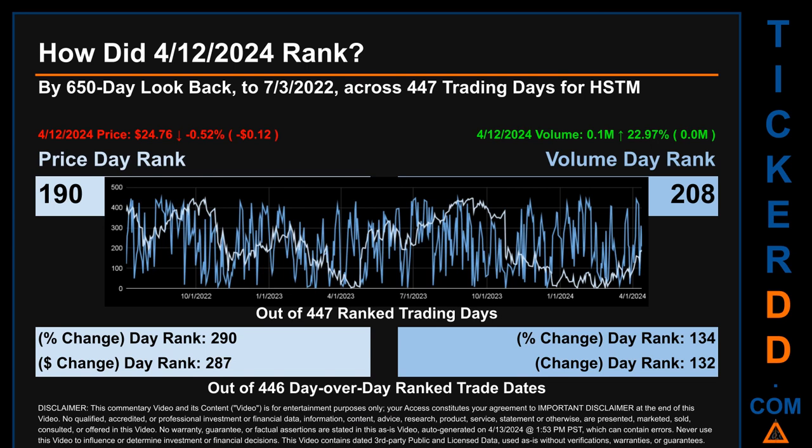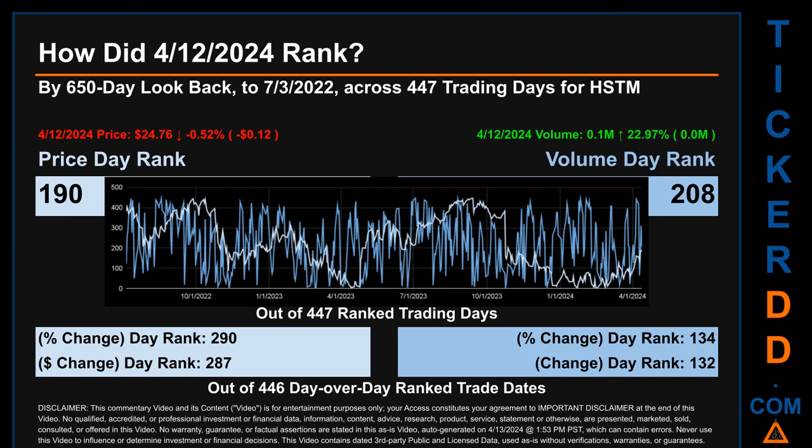How did the 12th of April 2024 rank for HSTM? By 650 calendar day look back to the 3rd of July 2022, across 447 trading days, of which the 12th of April 2024 price ranked 190 while its volume ranked 208. Each of the 447 trading days were ranked amongst themselves by highest end-of-day price and volume, with a rank of 1 being the highest and 447 being the lowest ranked day.